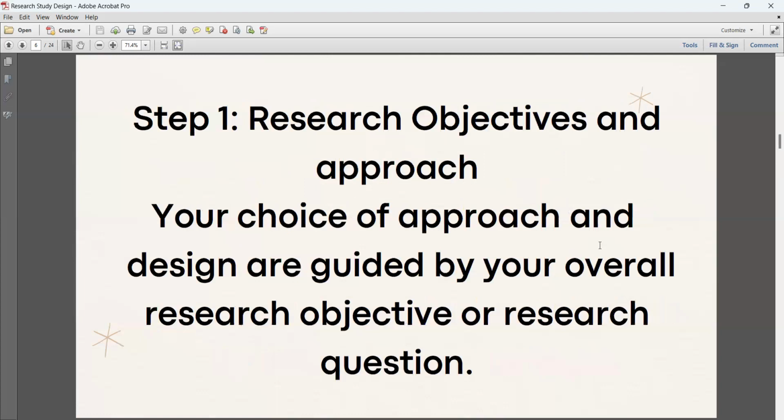So step one, we need to look at our research objectives in order to choose the most appropriate design. We look at our main research objective and also the approach that our study is going to take. To demonstrate this, I'm going to share my screen. So let me stop sharing this one because it is in Word format.